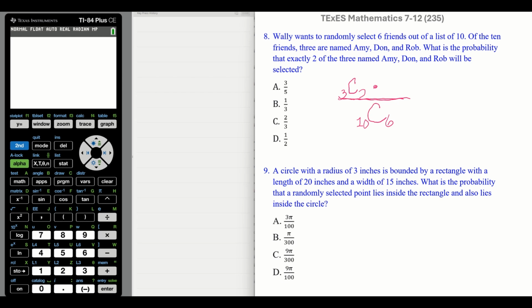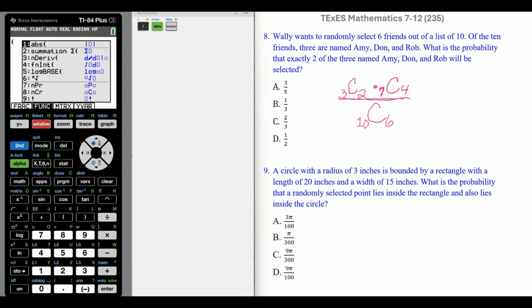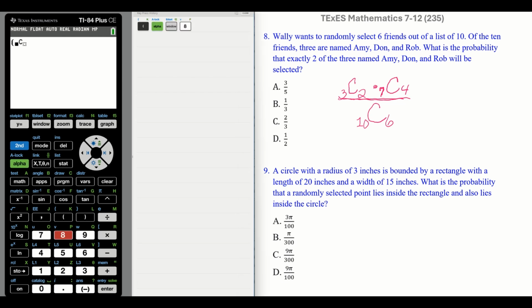We want 2 out of the 3, and then there's the rest. What is the rest? Well, that will be the 7 more on the list, and out of the rest of the list, we need 4. Let's put this in our calculator. Parentheses, window, alpha, window, 8.